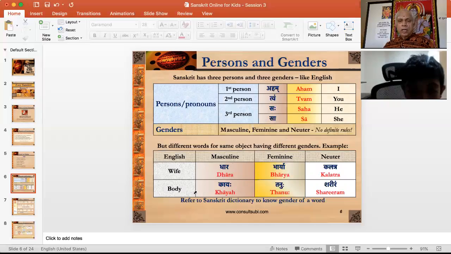You take our body, for example. Body, you can describe in Sanskrit as kayaha.